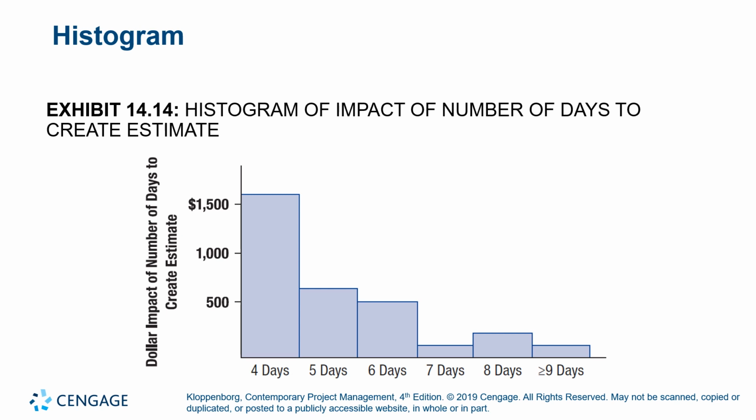Then we have what's called a histogram. It's a vertical bar chart showing the average and variation. This one shows the impact of the number of days to create an estimate. So we have anywhere between 4 days and 9 days. It looks like we have 4-day averages, 5-day averages, 6-day averages, and 7-day averages. So we're taking this data, turning it into information, and using that information to tell a story. And this histogram tells that story in a vertical bar chart showing averages and variations.